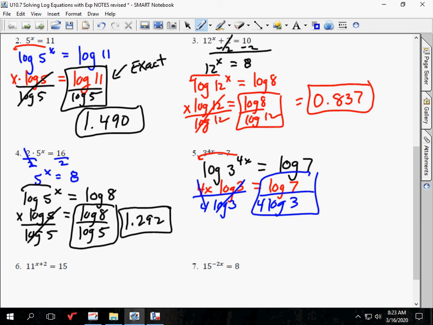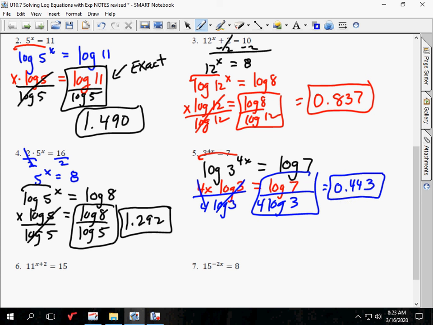So log 7 divided by, and do 4 log 3. Now I opened the parentheses before I put the 4 in, so I have a parentheses 4 log 3, just to let you know. All right, so 0.443.